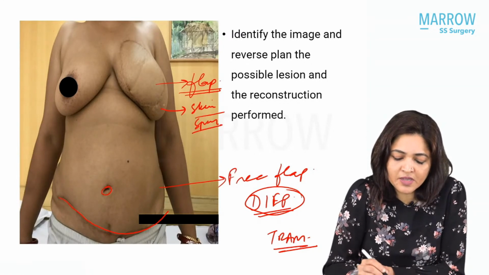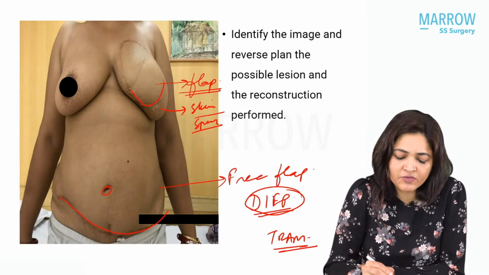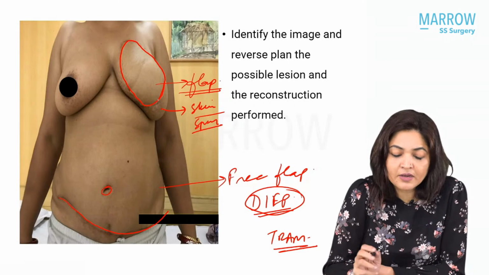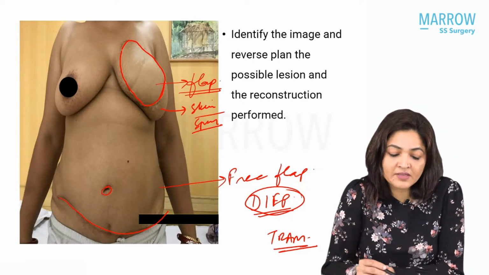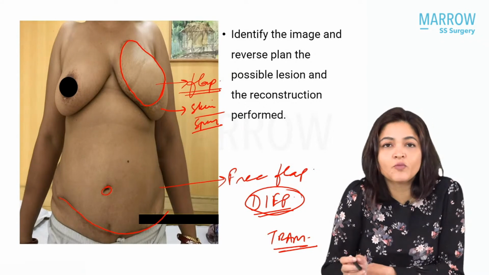So here some skin has been spared. You can see the margin of the flap is here. So it is a partial skin sparing mastectomy. Now what is the advantage of the DIEP? See the bulk that it has provided to match with the opposite breast.